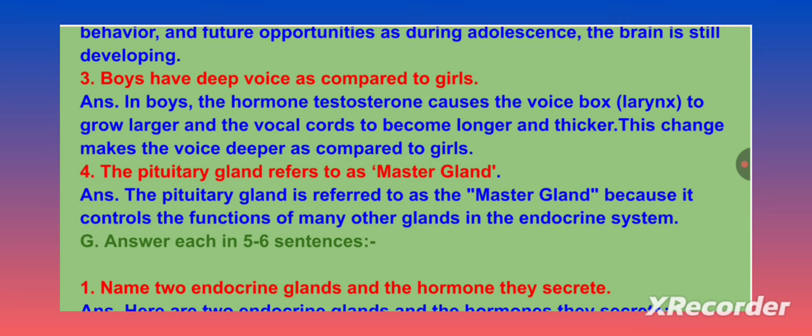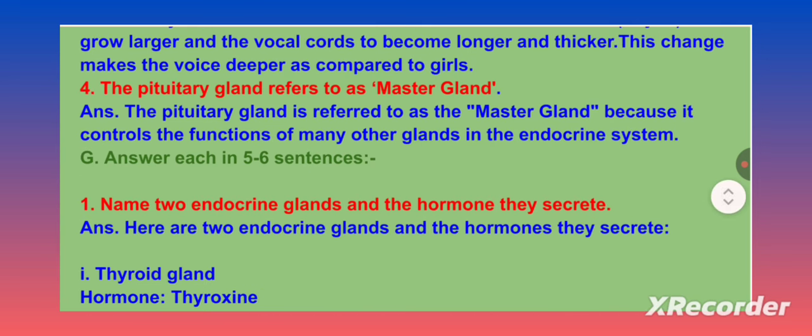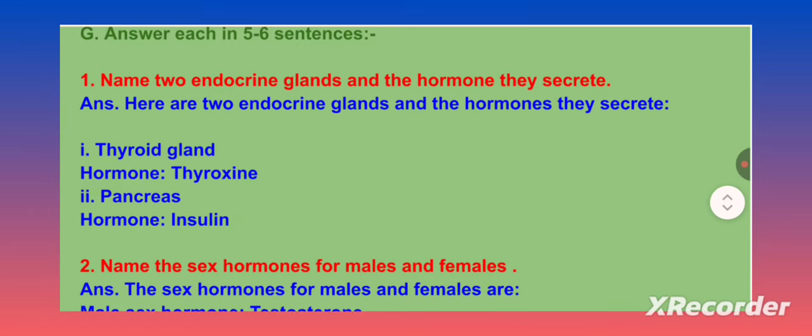The pituitary gland is referred to as master gland. The pituitary gland is referred to as the master gland because it controls the function of many other glands in the endocrine system. Answer each in 5 to 6 sentences.